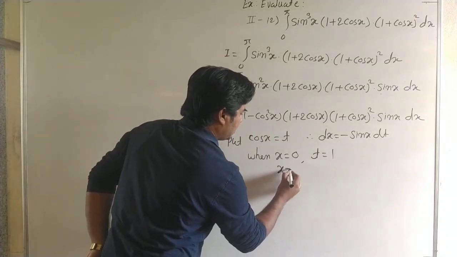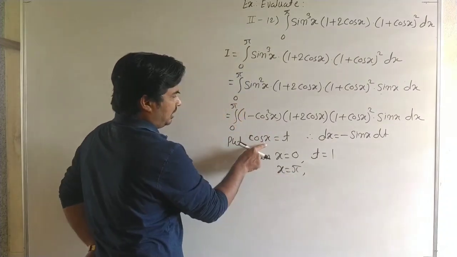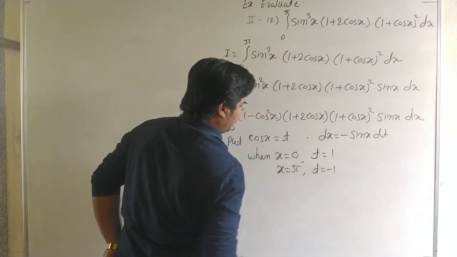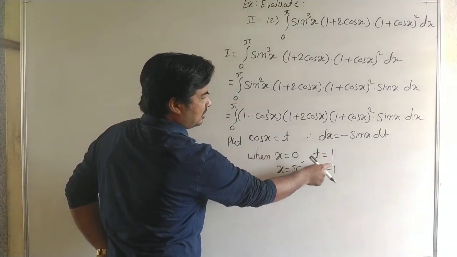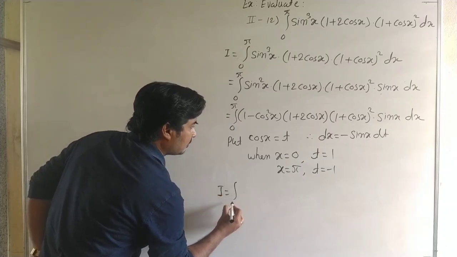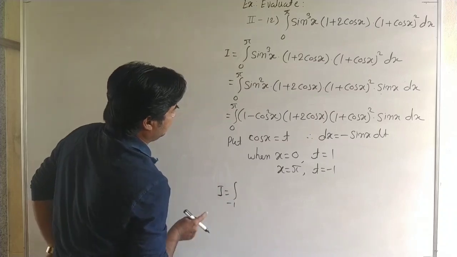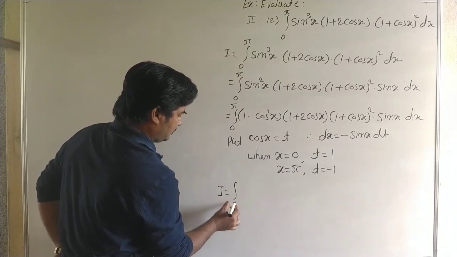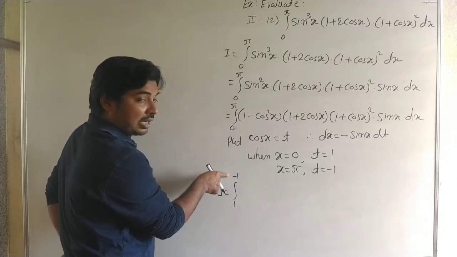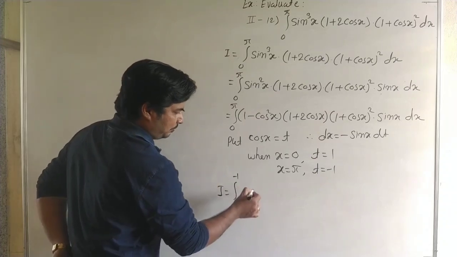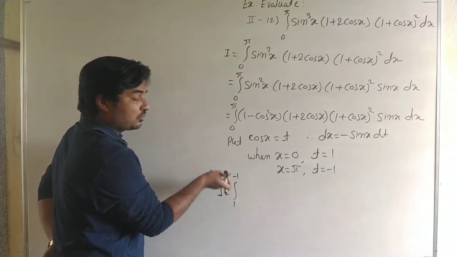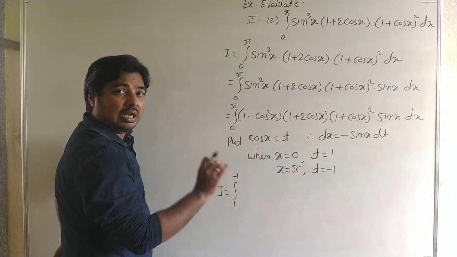And when x is equal to pi, it is cos pi, and cos pi is minus 1, so t is equal to minus 1. Now the new limit from 0 to pi becomes 1 to minus 1. Here the lower limit is greater and the upper limit is lesser, so it is negative. Using the property we can write minus 1 to 1, or directly calculate, the answer is the same.